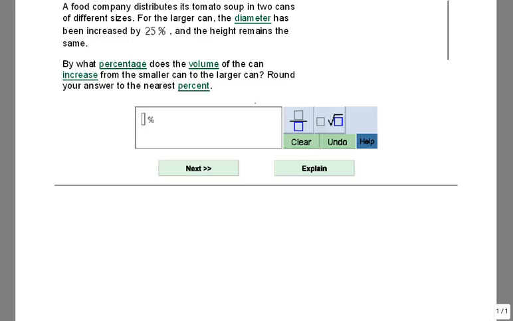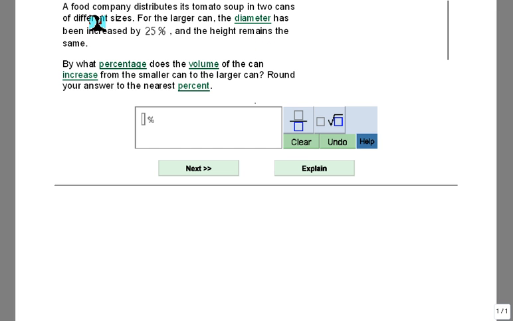Okay, so here we're going to be comparing the ratio of volumes of two different shapes. And this comes in handy when you're increasing or decreasing certain solids by percents. You want to see what the actual volume increase is going to be.